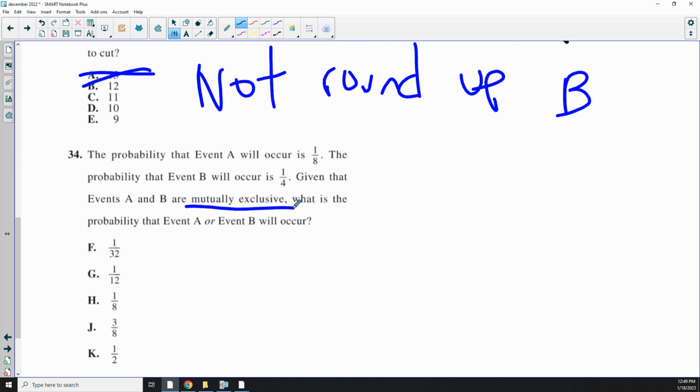Mutually exclusive means the events have nothing to do with each other. That means you can add the probabilities. 1/8 plus 1/4. If they weren't mutually exclusive, I couldn't do it because there would be some overlap.